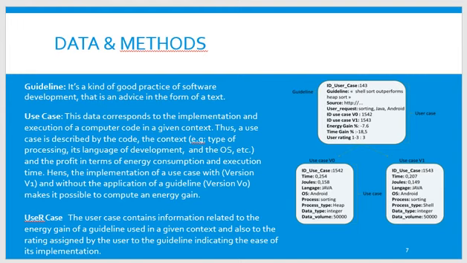The second database is a use case. This data corresponds to the implementation and execution of a computer code in a given context. Thus, a use case is described by the code, the context, such as type of processing, language of development, and operating system, and the profit in terms of energy consumption and execution time. Hence, the implementation of a use case with version V1, with the application of a guideline, and without it, version V0, makes it possible to compute an energy gain.